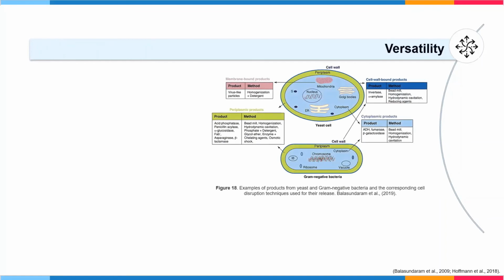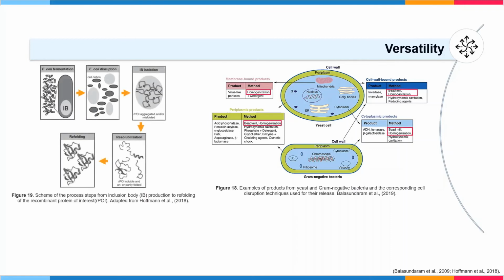Speaking of versatility, these two techniques are useful to release products of interest that are located in different parts of the cell, such as the cytoplasm, bound to the membrane or cell wall, in the periplasm, and also in inclusion bodies, which are particles of aggregated proteins. In this last case, the inclusion bodies must be isolated, the recombinant protein of interest resolubilized, and in most cases, refolded into its native structure.